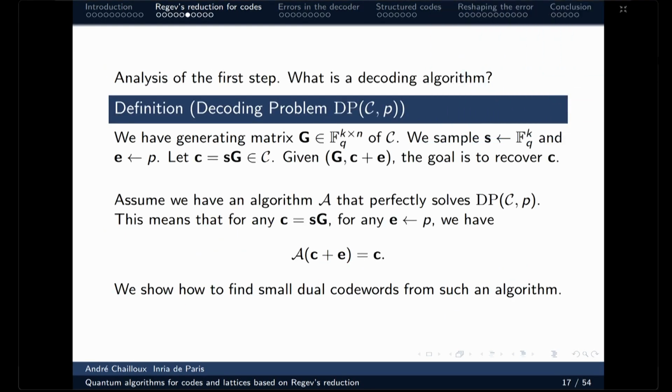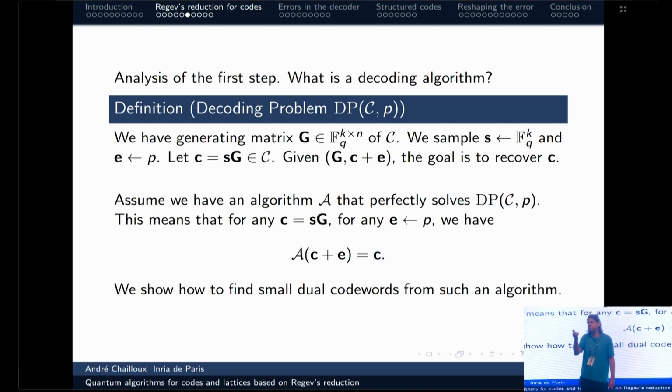Okay, so I said I have a quantum algorithm for decoding, so let's be slightly more formal. Here I just wrote the definition of the decoding problem, which is basically the formal version of what you said. You have a fixed generating matrix. I give you a random code word. How do I generate a random code word? You generate a random S and you multiply it by G. So G is public, S is secret. You sample a random error from the probability distribution P, and given the description of the code and the noisy code word, you have to recover the code word.